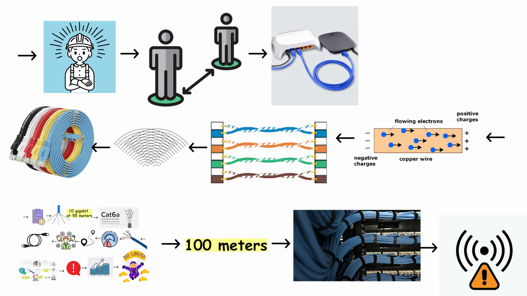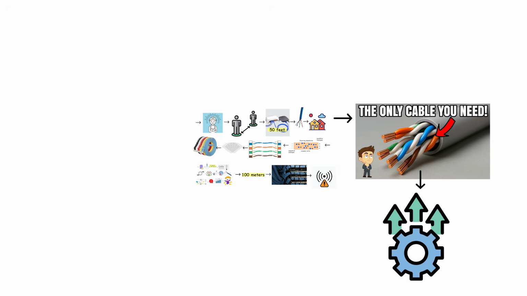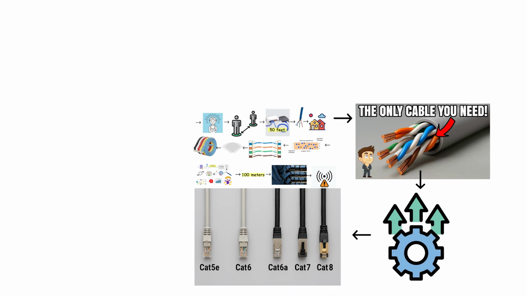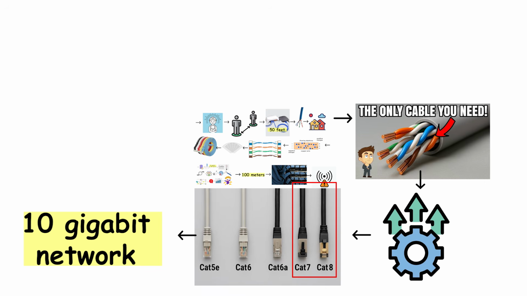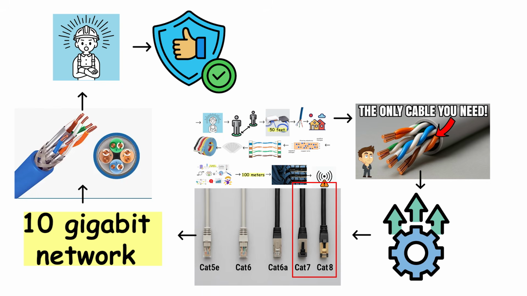For the average home user with cable runs under 50 feet, Cat5e is honestly sufficient for gigabit internet, which is the fastest residential service available in most places. Cat6 gives you headroom for future upgrades without costing much more. Cat7 and Cat8 are really only necessary if you're running a 10 gigabit network or installing cables in difficult to access locations where you want maximum future proofing.